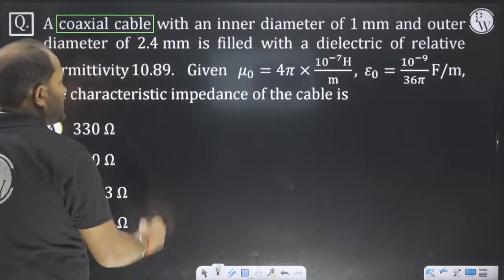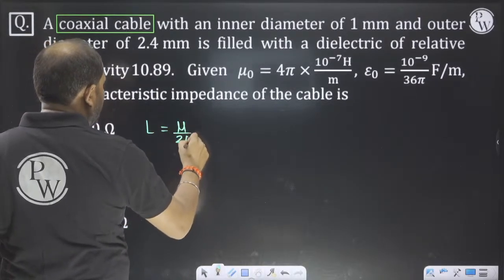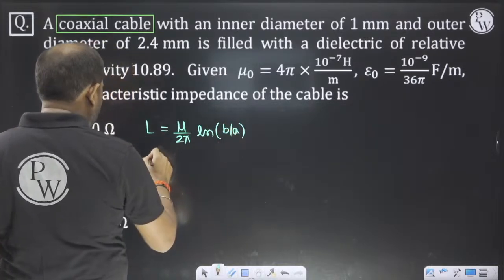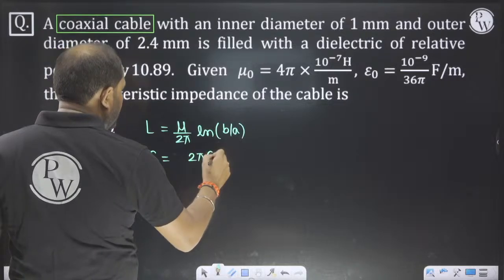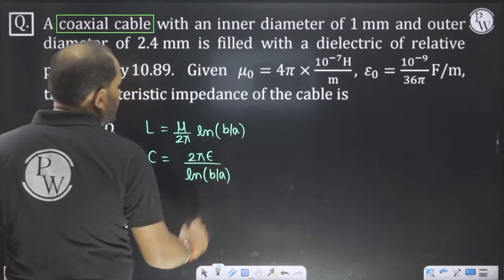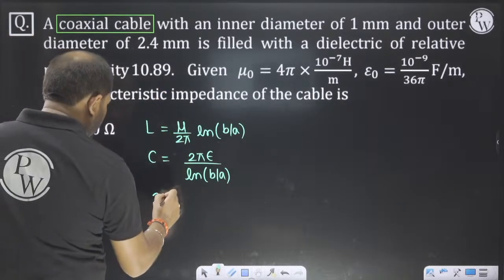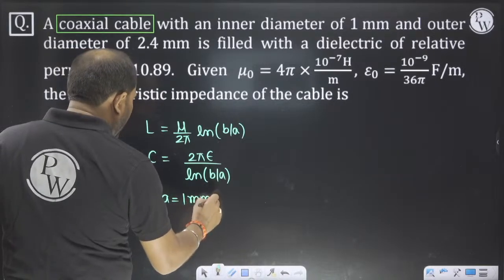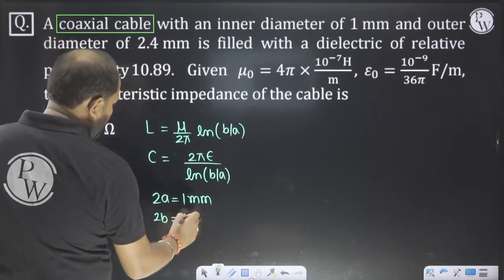In case of coaxial cable, L is equal to mu by 2 pi ln b by a. In case of coaxial cable, capacitance per unit length is 2 pi epsilon by ln b by a. Then we have an inner diameter. Inner diameter means 2a. 2a is 1 mm and outer diameter 2b is 2.4 mm.